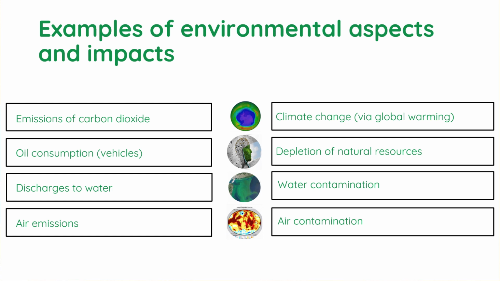So, for example, we have emissions of carbon dioxide, and the impact can be climate change, for example, via global warming, or also oil consumption of vehicles, and that brings to the depletion of natural resources. Then we have discharges to water that may result in water contamination, but also air emissions that may result in air contamination.